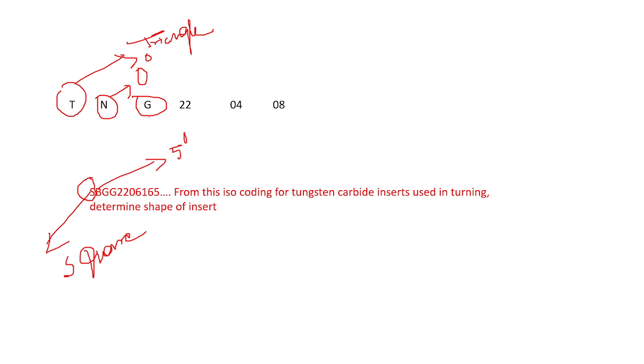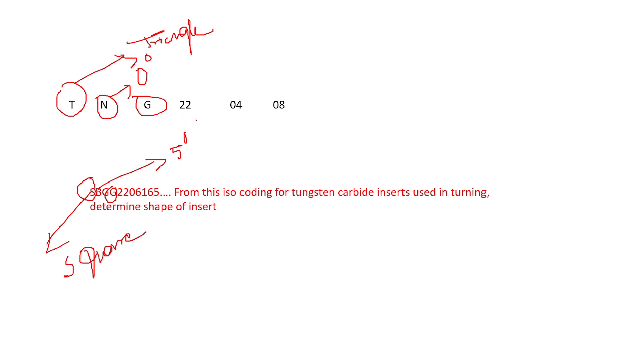That G represents the tolerance. G, M or U are used basically, with 0.001, 0.002 or 0.005, so that represents the tolerance limit you have to mention. Then the next G is the insert type, like with hole, or clamp on with chip breaker, or hole and special features. Here G means the insert type is clamp on with the chip breaker. And then 22 is the cutting edge length.